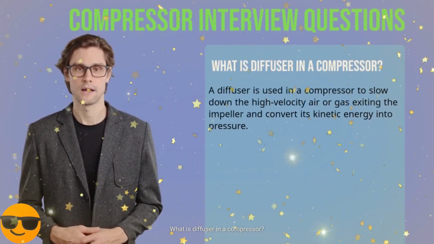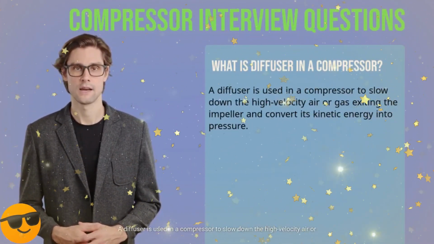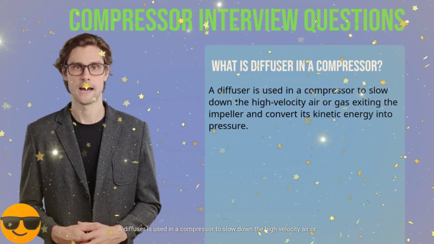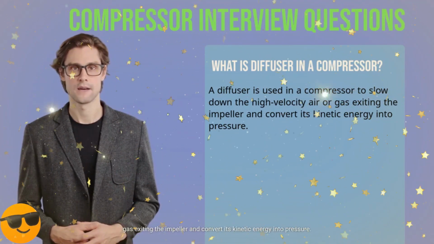What is a diffuser in a compressor? A diffuser is used in a compressor to slow down the high-velocity air or gas exiting the impeller and convert its kinetic energy into pressure.